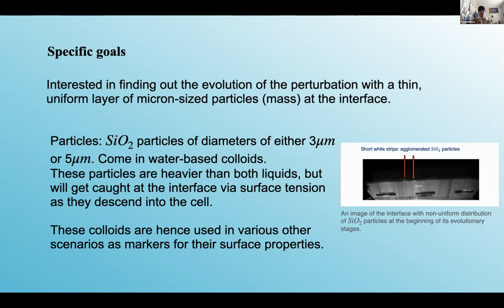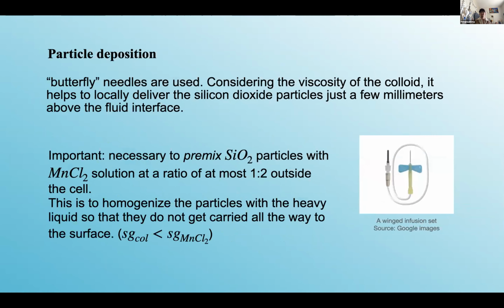So how do we solve this problem? We essentially take the mixing stage outside the cell. What we do is we pre-mix silicon dioxide colloid with a little bit of manganese chloride solution at a ratio of at most 1 to 2. A stage we call the homogenization, and you shake it real good. And then afterwards, you inject the homogenized mixture with a winged infusion set, colloquially known as a butterfly needle. You use this set to inject the homogenized mixture just a few millimeters above the interface. And then the rest of the work is left to gravity. Gravity will pull the particles down, and then particles will get caught at the interface.